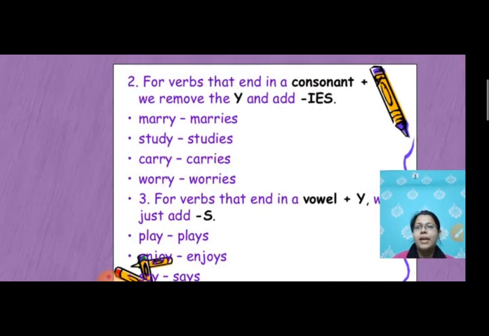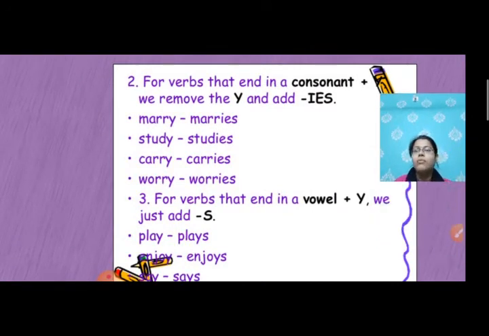For the verbs that end in a consonant plus y, we remove y and add ies. Here you can see the word marry becomes marries. That means we remove y and we add ies. Study becomes studies. Carry becomes carries. Worry becomes worries. And for the verbs that end in a vowel plus y, for example, play, you can see that before the y there is a vowel, that is a, and so we are going to just add s. Enjoy becomes enjoys and say becomes says.